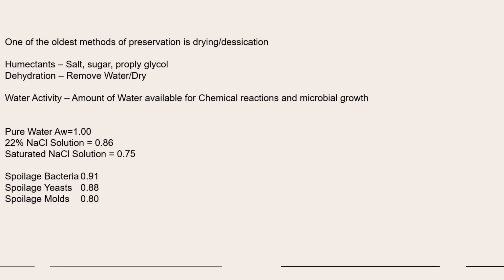Water activity is the amount of water available for chemical reaction and all the microbial growth that takes place in a food. Pure water has water activity of 1, 22% NaCl solution 0.86 and saturated NaCl solution 0.75. Spoilage bacteria can grow at water activity of 0.91. Spoilage yeast can grow at a water activity of 0.88 and spoilage molds can grow at a water activity of 0.80.